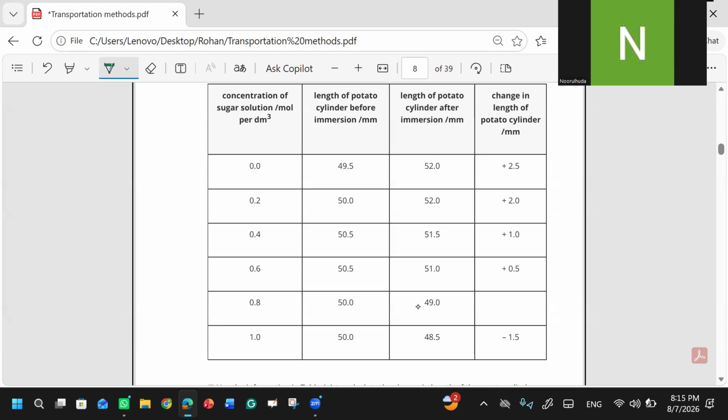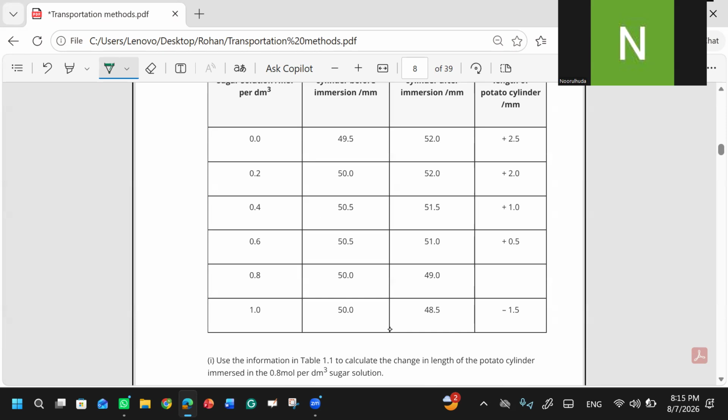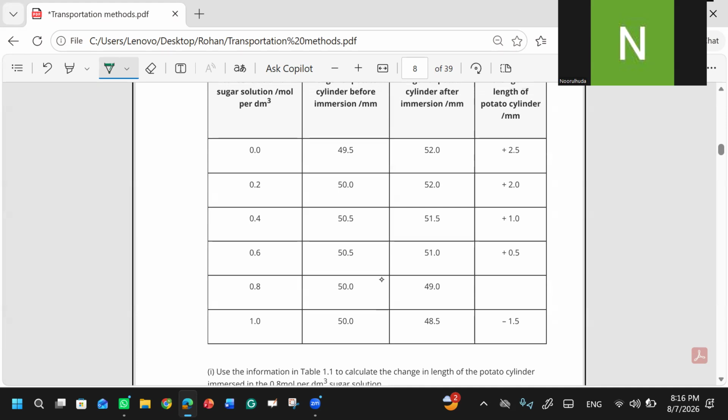Then we can check the last two. Okay, the last, 0.8. If you see the trend in the last, there is 50. The 50 both have. 50 before and afterwards it is decreased, right? 48.5. It means there is a change of minus 1.5, right? Cylinder before immersion minus cylinder after immersion, so it will be plus 1.